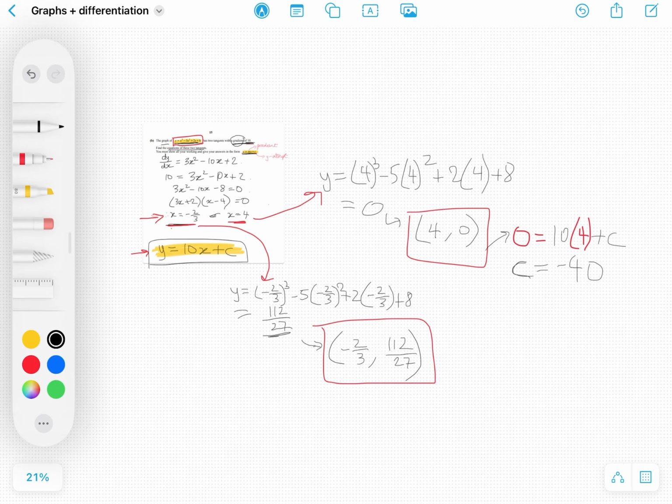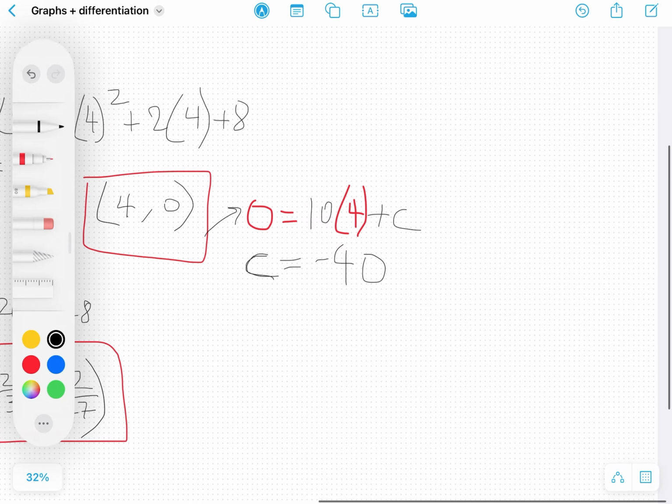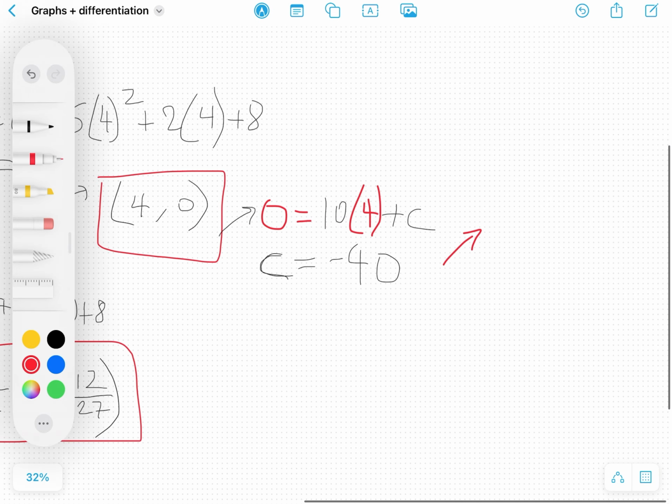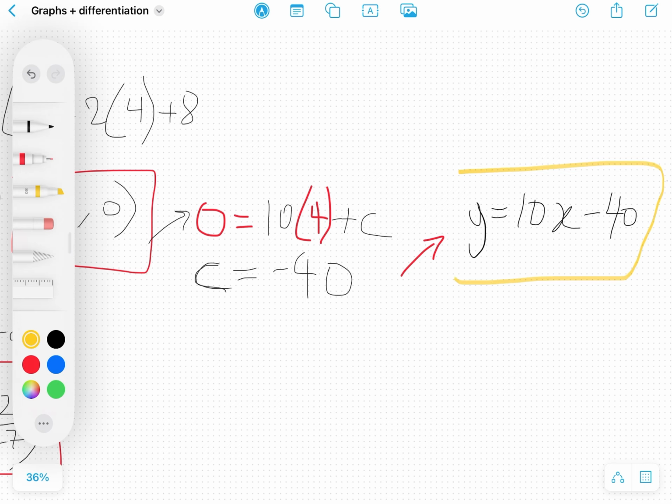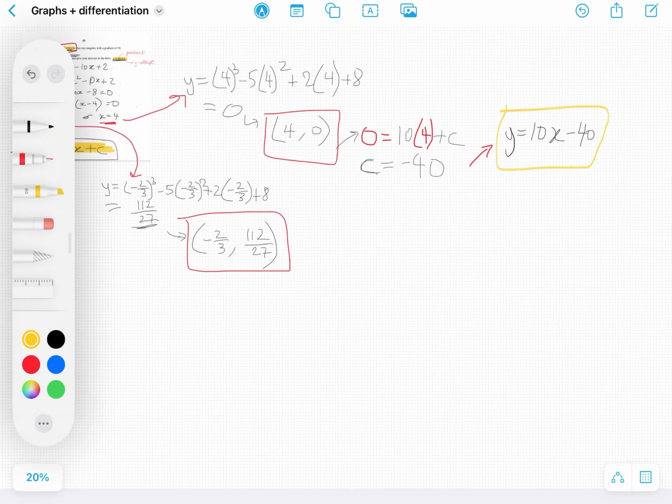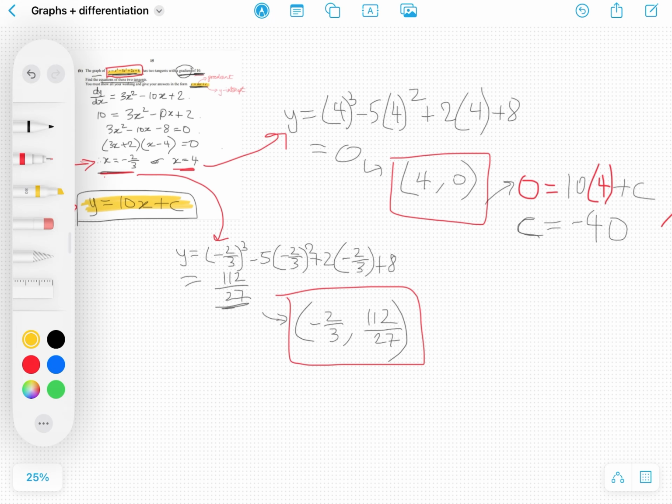So that's one equation that we've obtained. This is one of our answers: y is equal to 10x minus 40. And now we have to do the same for the other coordinate pair.